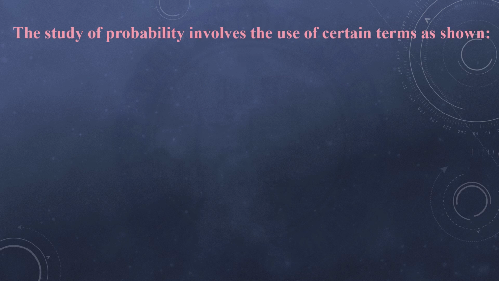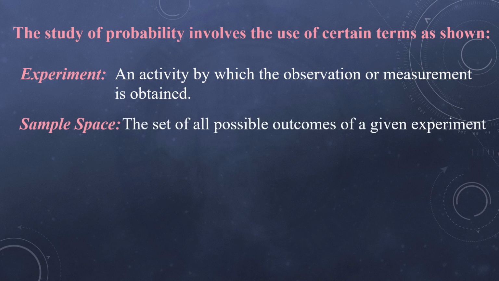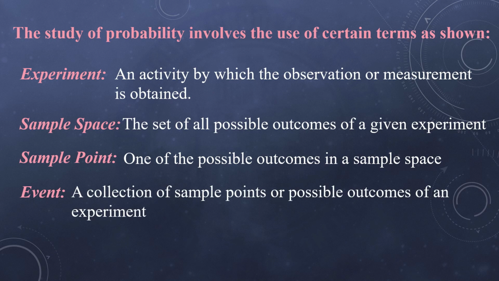The study of probability involves the use of certain terms. First, we have experiment. It is an activity by which the observation or measurement is obtained. Another one, we have sample space. It is the set of all possible outcomes of a given experiment. Another one, we have sample point. It is one of the possible outcomes in a sample space. And lastly, we have event, a collection of sample points or possible outcomes of an experiment.